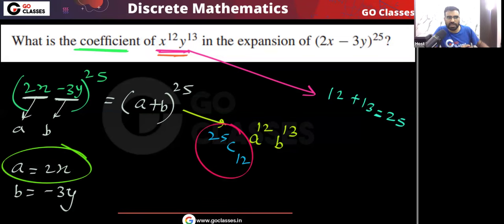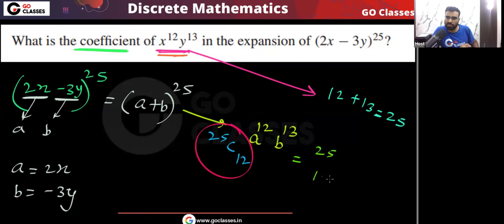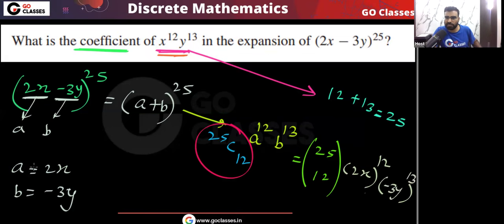Now you can write what is a? A is 2x. This is the coefficient, and you can see that a is 2x. So you can put a equal to 2x. So you will get 2x power 12, and instead of b, you can put minus 3y, that power 13.